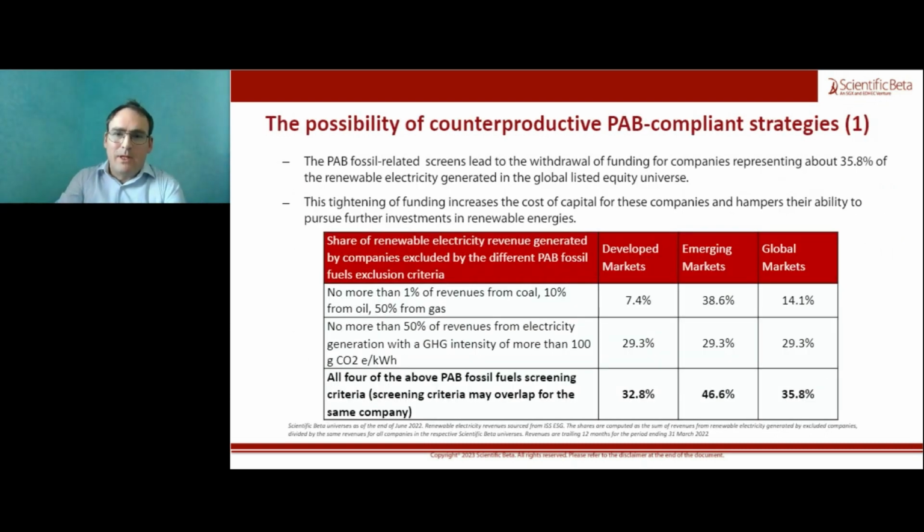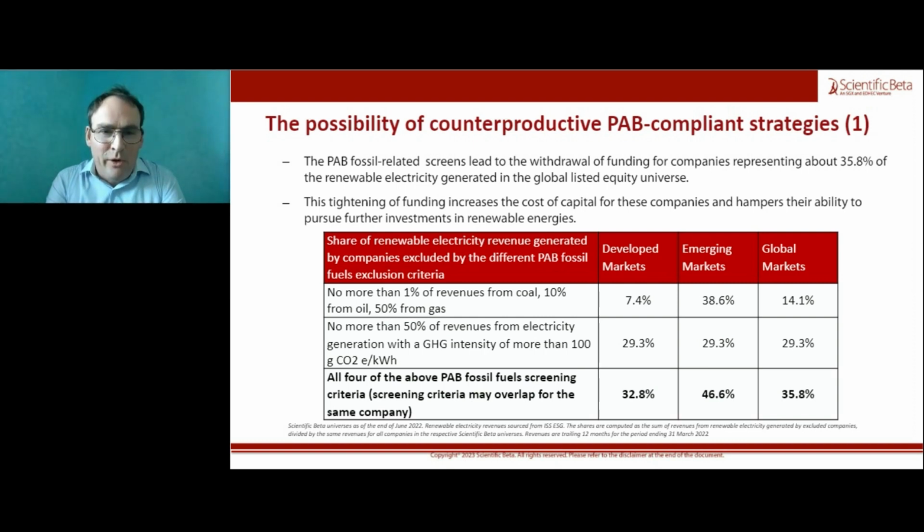Now, in particular, there are two types of criteria included in the PAB constraints. One is based on revenues from coal, oil, and gas. As you see in the table here, there are different thresholds for revenues depending on the different type of fossil fuels. The revenue thresholds are extremely strict for coal, just 1% of revenues. It's 10% for oil and 50% for gas. So at first glance, this looks like a discerning policy, since it makes a clear difference between the different types of fossil fuels.